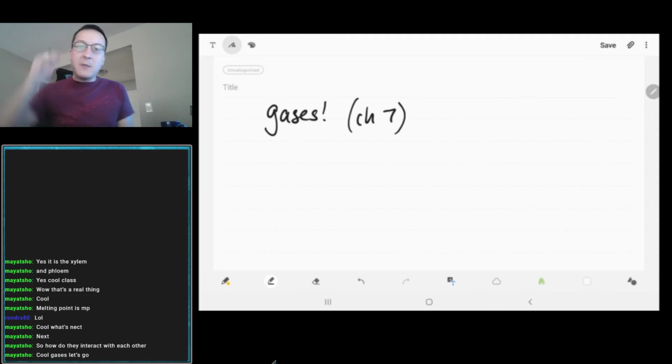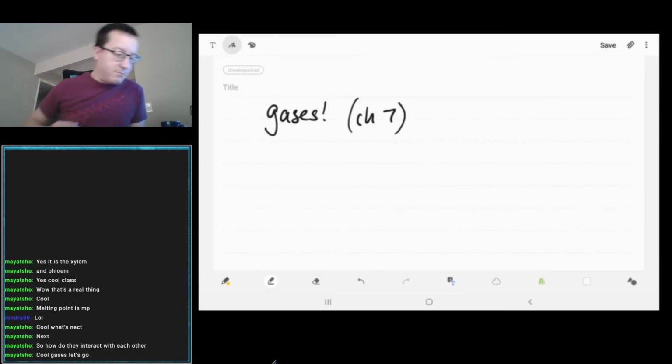This is going to be chapter 7 in our textbook. And I think it's either 11 or 12 intro, I don't remember. But you'll see it. It'll be called gases or gas laws or something.